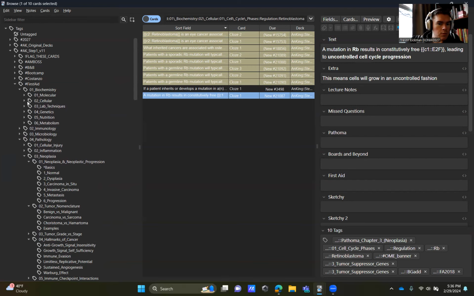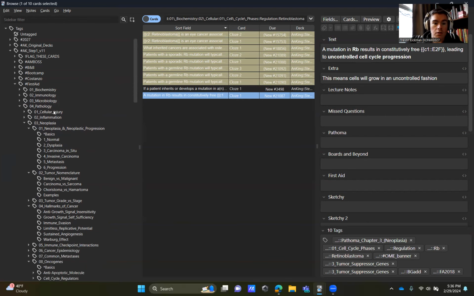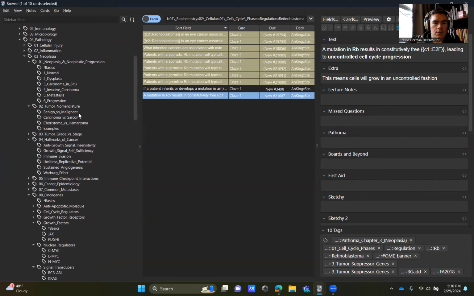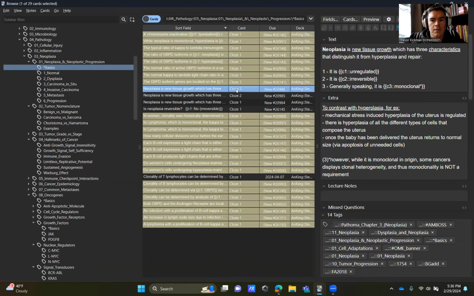And we will jump to the next section, which is pathology. So, and we're going to be in neoplasia. So lots of little spots here to go. So under neoplasia, we're going to jump into basics first. And this one, I would recommend pausing and then making sure your cards are organized the same as mine and just kind of clicking down to the correct spot.